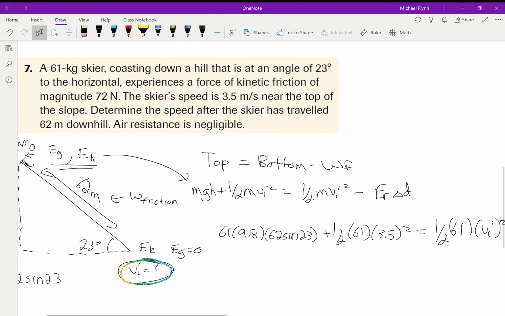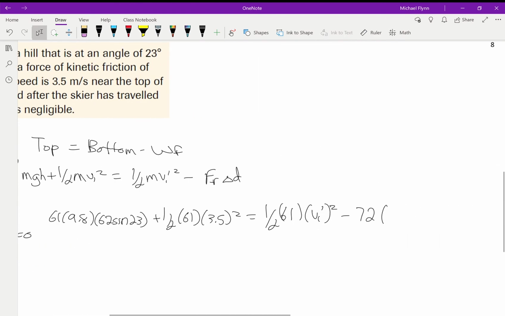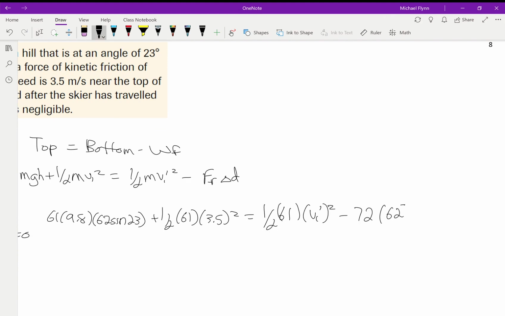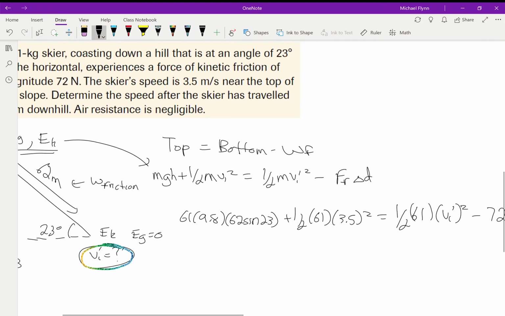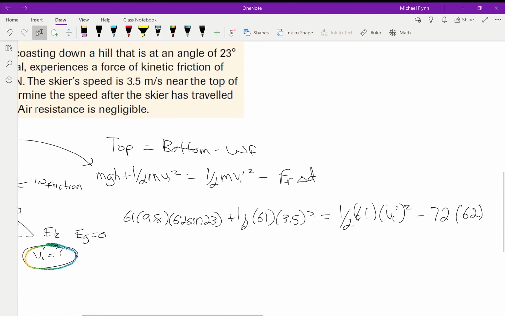pardon me, the distance down the slope is 62 meters. Sorry, I just lost track of that number. It is 62 meters. Okay, so friction works along the hypotenuse here, so it works along that long side. Now I will leave you to finish this off.